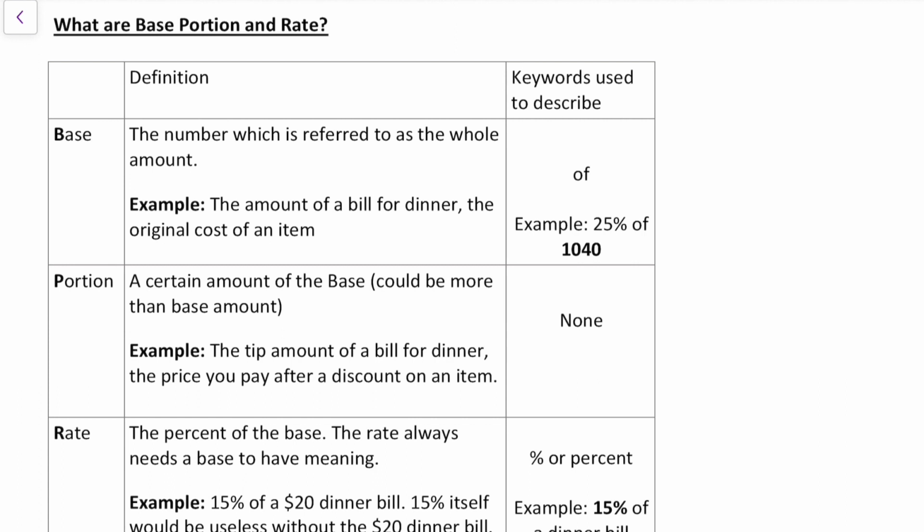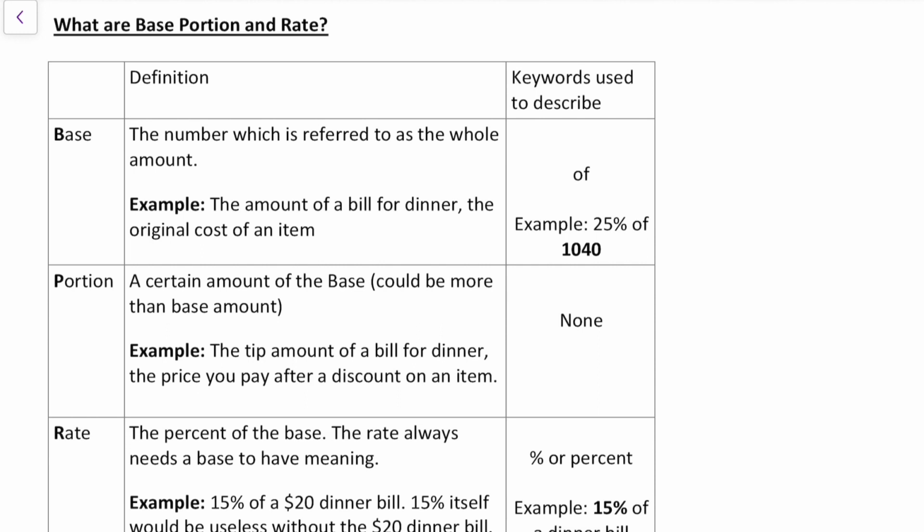Now, the trickiest part of the base portion rate problems is identifying what's your base, what's your portion, and what is your rate. So your base is the number which is referred to as the whole. It is equal to 100%. It would be equal to 100% of whatever the problem is. So for example, the amount of a bill for dinner, the original cost of the item. Usually we have the word "of" in the question right before the number if it's a base. Not always, but it can be a good indicator.